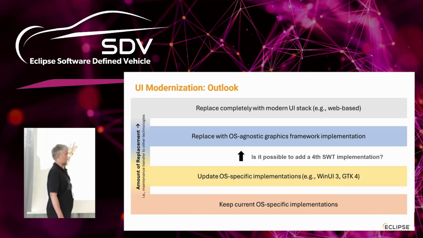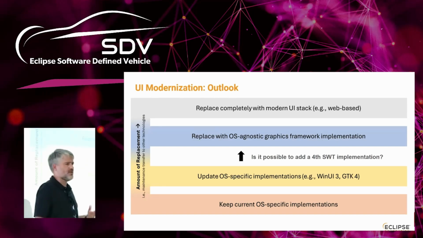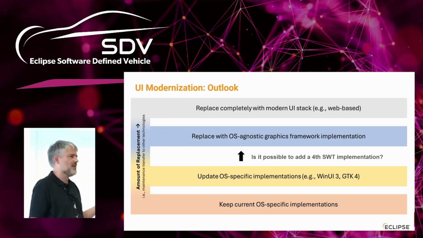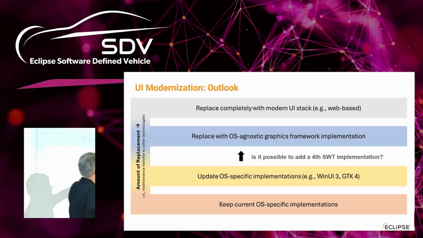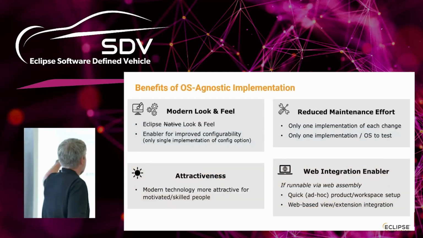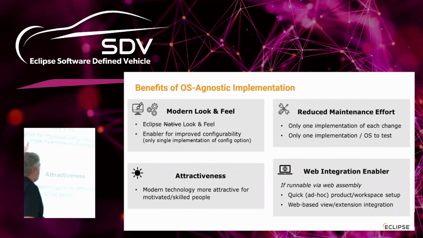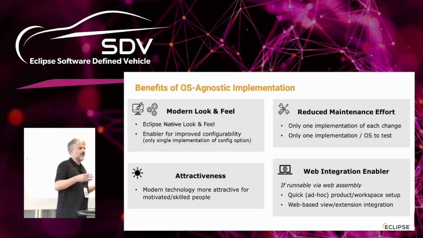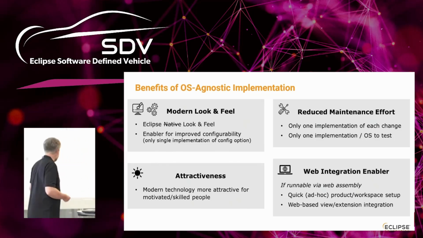But we thought perhaps we can go further and think about an operating system agnostic solution, which makes us able to run on different operating systems and enable the Eclipse look and feel, and even go further on different parts. So what we're currently thinking about is whether it is possible to add a fourth SWT implementation to the existing three, and we have just started our prototype phase on this.